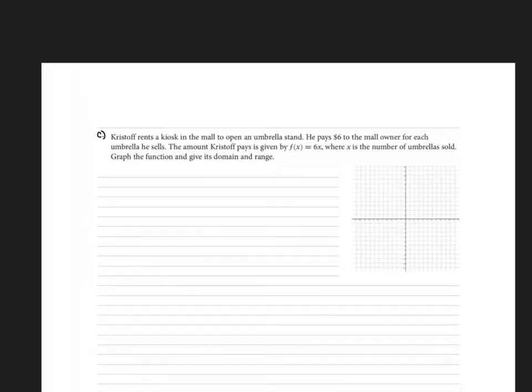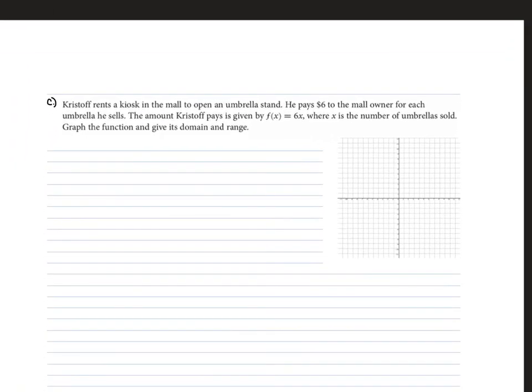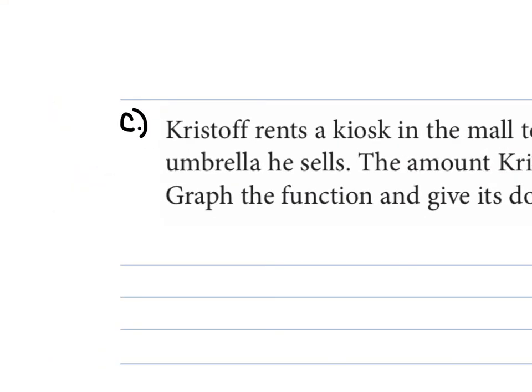If we look at our next one, it says Christoph rents a kiosk in the mall to open an umbrella stand. He pays $6 to the mall owner for each umbrella he sells. The amount Christoph pays is given by f of x is equal to 6x, where x is the number of umbrellas sold. Graph the function and give its domain and range. So the type of function this is, it's per umbrella. You can't buy part of an umbrella, so it's a discrete function.